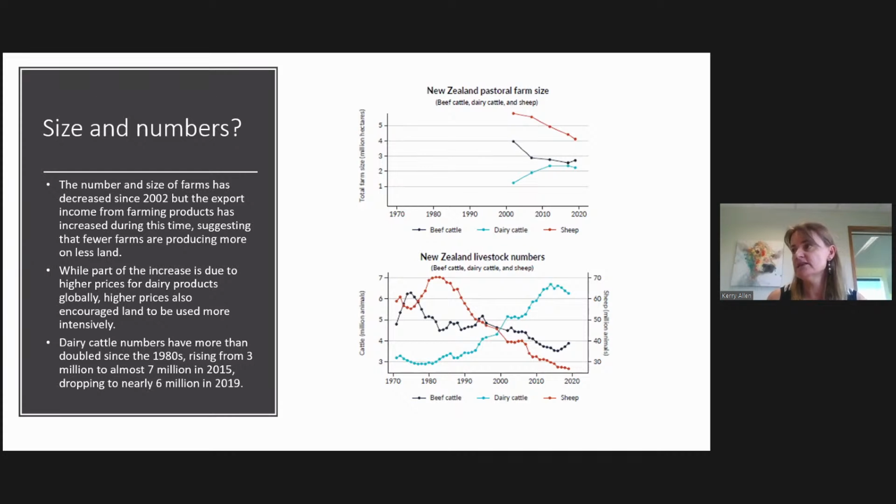You can see there that sheep, and in particular sheep numbers, have decreased, but beef have as well. But sheep have decreased significantly. They were at 6 million animals, and they have now moved down to just under 3 million animals. So, we'll look at the factors and reasons why for that shortly.